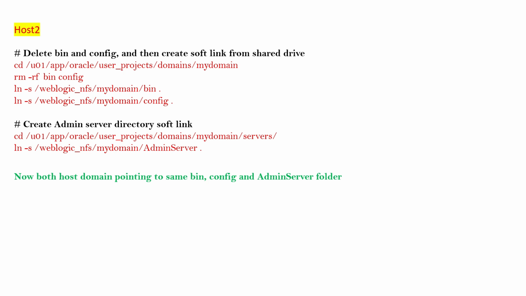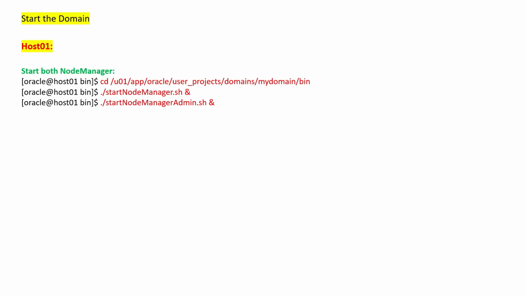That means we have configured our configuration files as well, where the important configuration files and directories are on the common location. So whenever you start your admin server from host 2, it will look for all these directories and they will be accessible to the admin server from the second host as well.